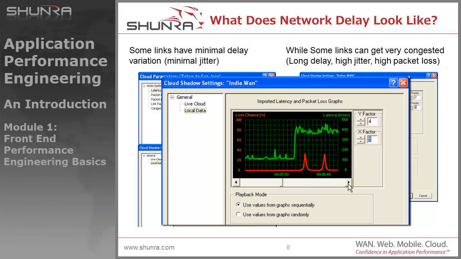Traffic's going along pretty normally without much delay. And then all of a sudden there's some sort of event where latency skyrockets and our packet loss starts to go up. Does anyone have an idea what may have happened in this situation?